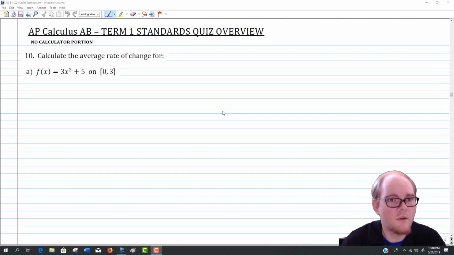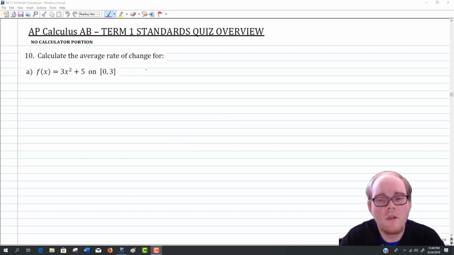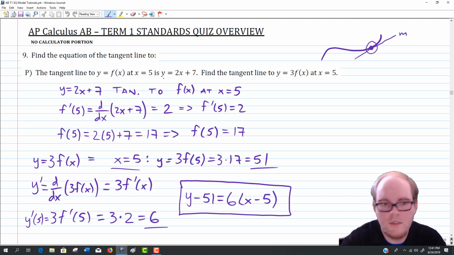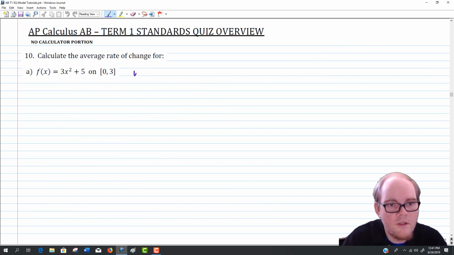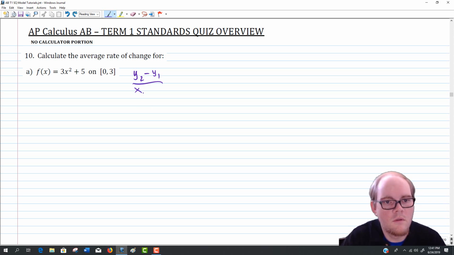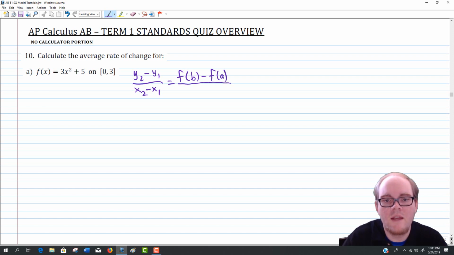So before we do anything else, it's worth reminding you that the average rate of change formula is the same all the way through. It's basically the slope expression that you used back in Algebra 1. You might remember it as y2 minus y1 over x2 minus x1. But for us, in the context of function notation, it's going to be f of b minus f of a over b minus a. So it's just that expression.